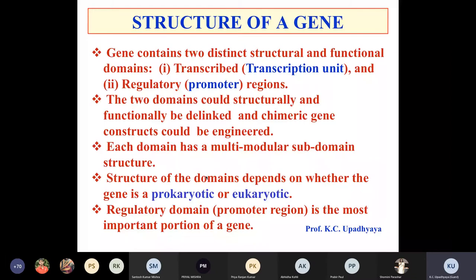We can give an analogy with a train, for example. You have compartments, you have an engine. Compartments are like the coding region. The engine is like the promoter. If you have just compartments, the train is not functional, it won't move. You have to have an engine. And this is what happens in terms of a gene, that you have to have promoter sequences which regulate whether a particular sequence is going to be transcribed or not transcribed.